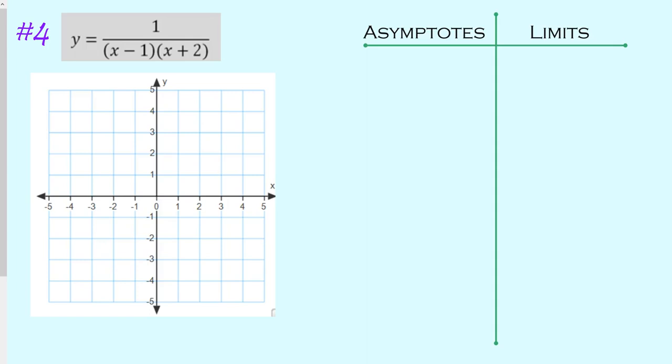If you want to know where the vertical asymptotes are, you ask yourself, what numbers make the denominator 0? And there are actually 2 of them. Because there's an x minus 1 on the bottom, x equals 1 makes the denominator 0. So x equals 1 is a vertical asymptote. Because we have x plus 2 on the bottom, x equals -2 also makes the denominator 0. So x equals -2 is also a vertical asymptote.